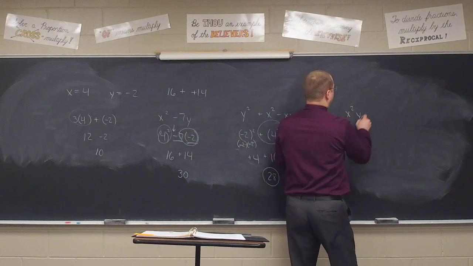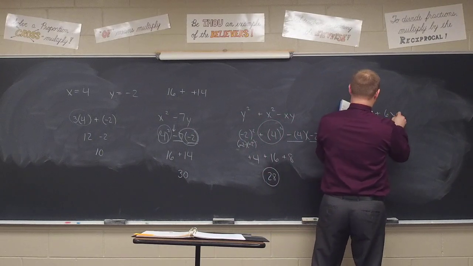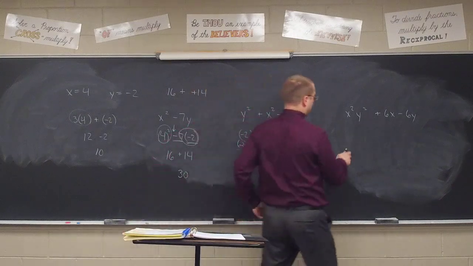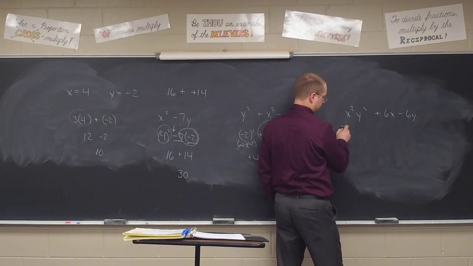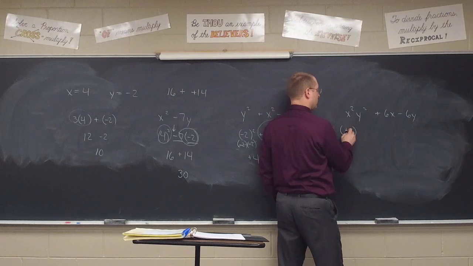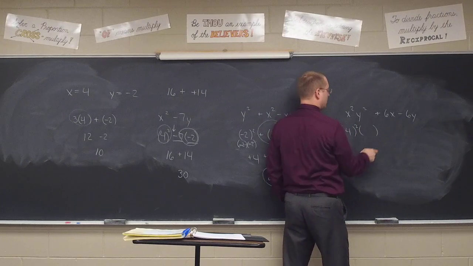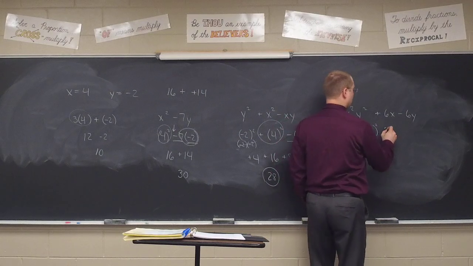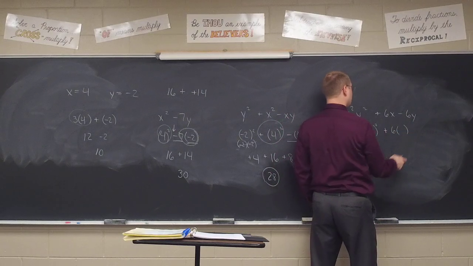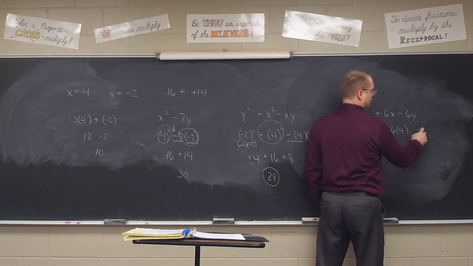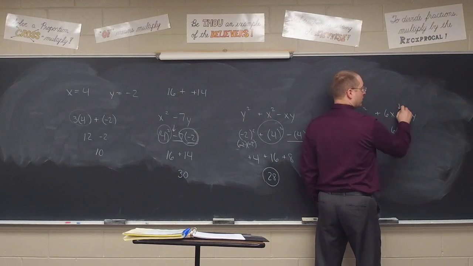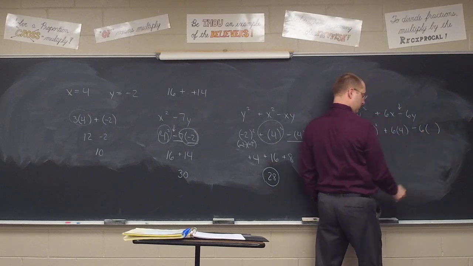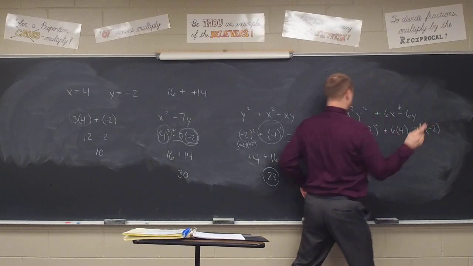We got an x squared y squared plus 6x negative 6y. How should I set this up? Griffin, I'm going to stay with you. 4 squared, negative 2 squared, 6 times 4, and 6 times negative 2. Negative 6 times negative 2. There we go. Let's start here.